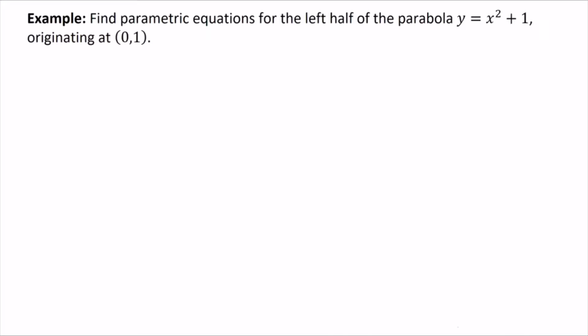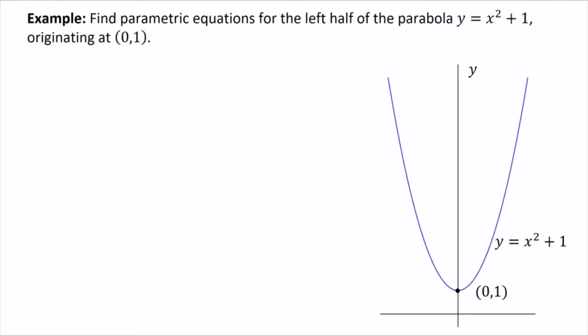In this example, we're asked to find the parametric equations for the left half of the parabola y equal to x squared plus 1, originating at the point (0, 1). Here's the graph of the parabola on an xy axis. Notice the parabola opens upward and the vertex is at the point (0, 1).